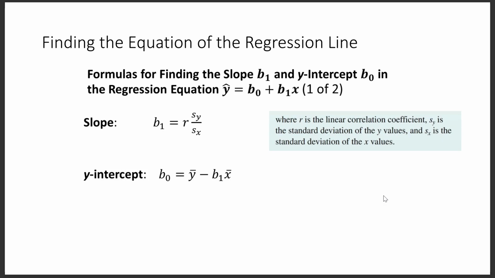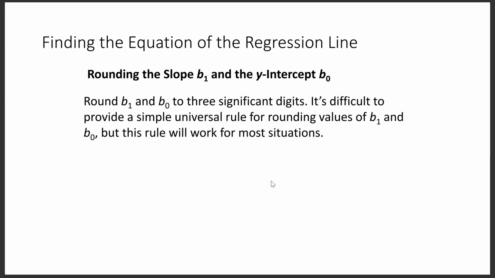Let's say we have the standard deviation for the y values and the standard deviation for the x values for the sample. Then we can find the slope by using this formula: b1 is r times the standard deviation of the y values divided by the standard deviation of the x values. If you would like to find the y-intercept, you need the mean of y minus the slope times the mean of x. Most of the time we are going to use StatCrunch for finding this information.